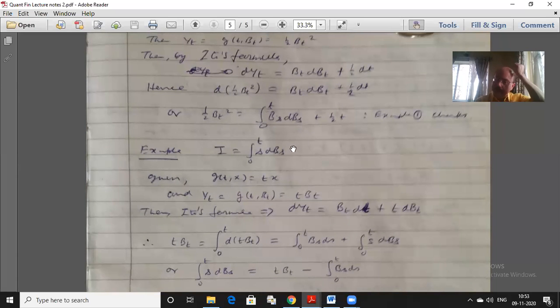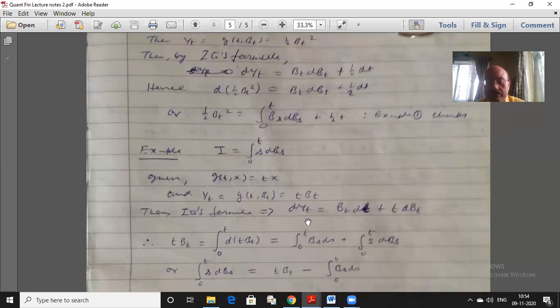This takes a little bit of practice sometimes, the choice of the correct g function. But if you look at the integral, typically you will be able to guess the right g function, and then a straightforward application of the Ito formula usually gives you the result. So I take g(t,x) equal to t times x, which means Y_t is t B_t. So again, I apply Ito's formula, dY_t is B_t dt plus t dB_t.